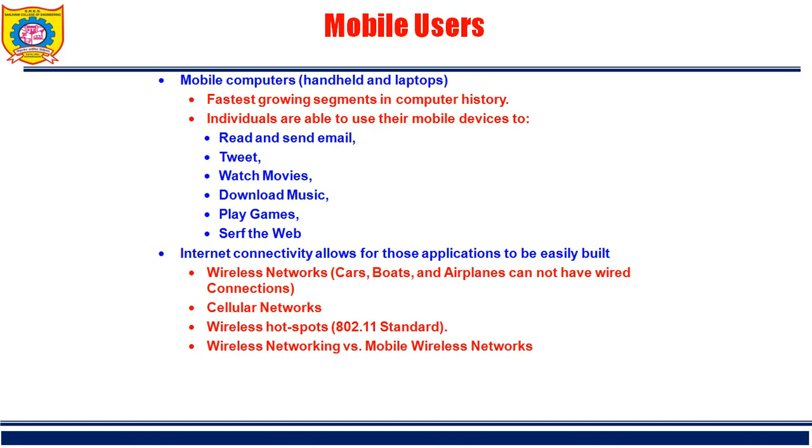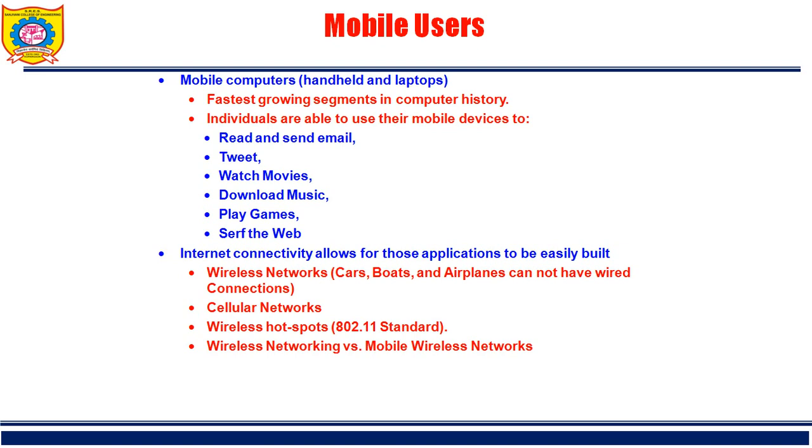So the next thing comes under mobile users. Mobile means it is movable. Okay. So the user can move from one location to another with that device. So it is called a mobile user. So what are the mobile devices you are using? Those we call mobile, that is a movable device. So mobile computers we can get as handhelds and laptops. Okay. So this is the fastest growing segment in computer history.